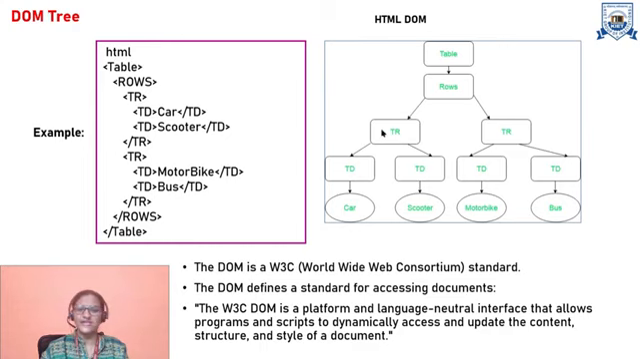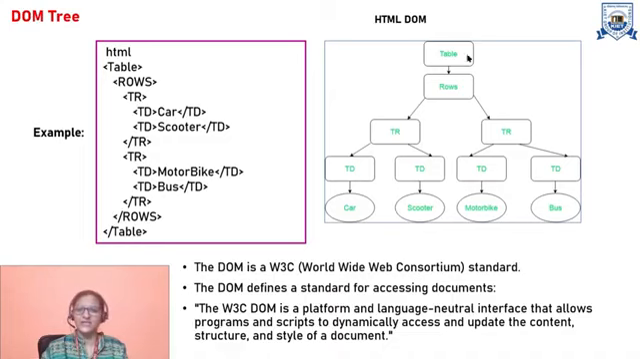The first row, tr, contains two td. One td is this, one td is this. That contains the text car and text scooter. Then this row is finished. Another row started. This one also has two td. One is here, one is here. And it has two texts: one is motorbike and one is bus. And then finally, the complete HTML tree is finished.